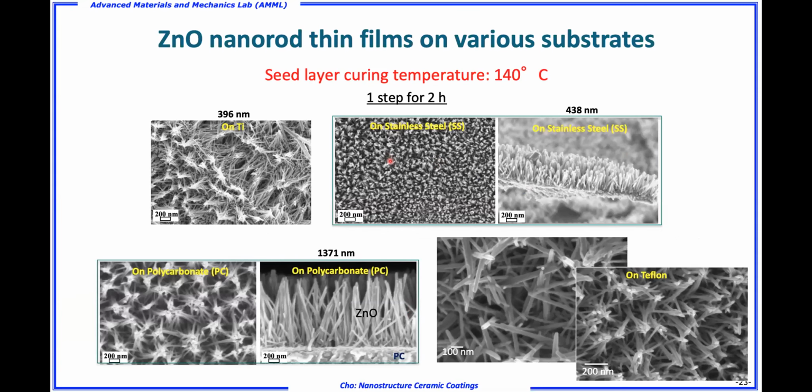Also, we were able to deposit this zinc oxide nanorod film on various substrates, including titanium, stainless steel, and Teflon. In fact, the Teflon case is very porous. The arrangement is very porous, but it still provides a very strong dye degradation capacity. So the zinc oxide nanorod on Teflon shows the best performance so far.